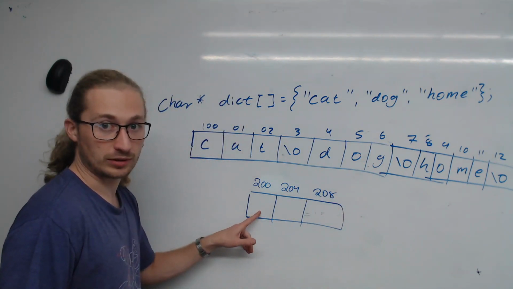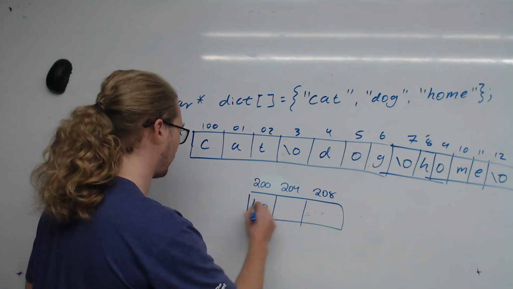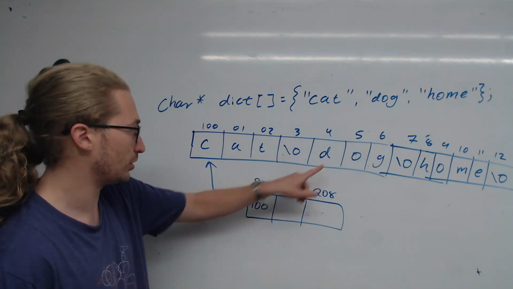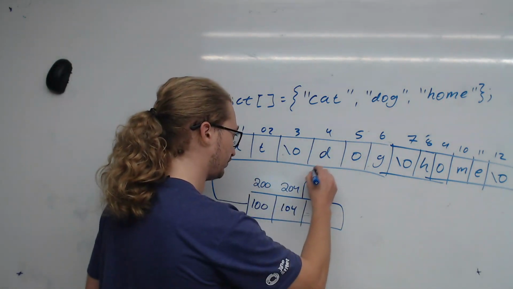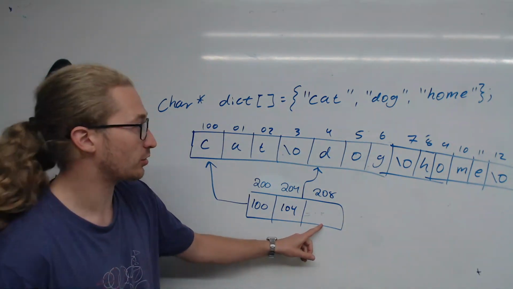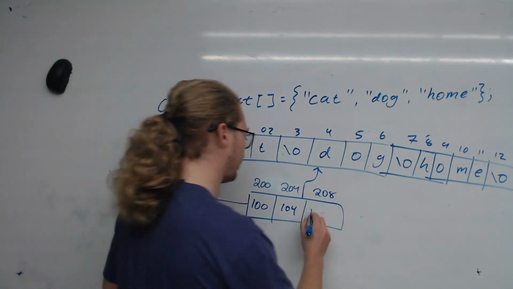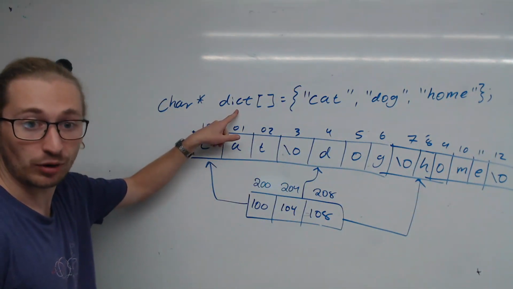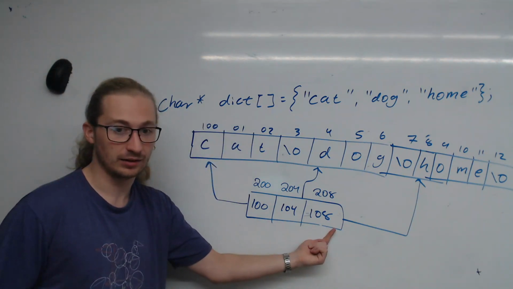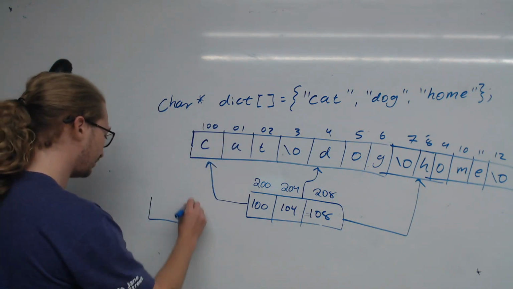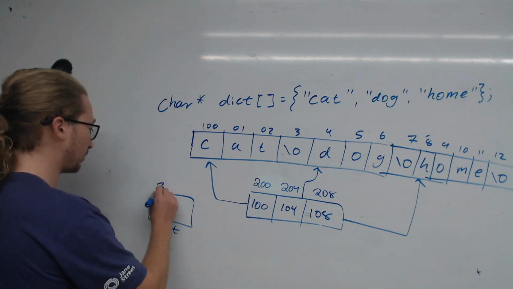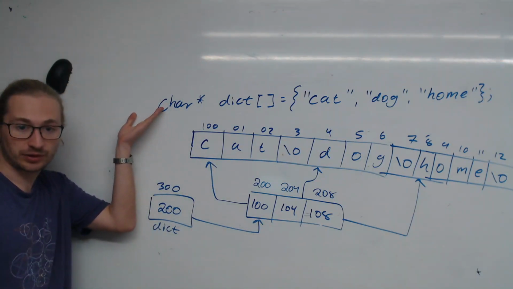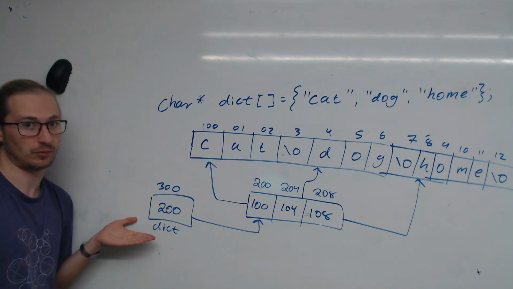First pointer will point to the start of the first string, which is memory address 100, so that points here. The second pointer will point to the start of the second string, which is 104. And the third pointer will point to the start of the third string, which is memory address 108. And the last thing is that dict is a char pointer pointer that points to this array of char pointers. And it lives at, let's pretend, memory address 300, and then has the value 200, so it points here. So that's what this thing looks like, sort of under the hood in memory.